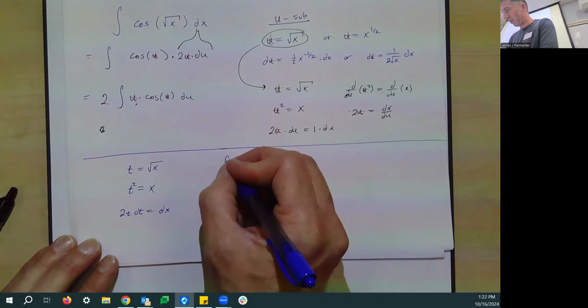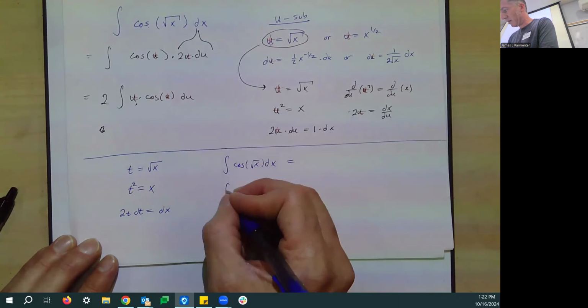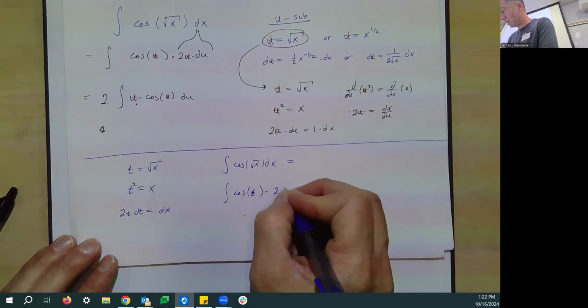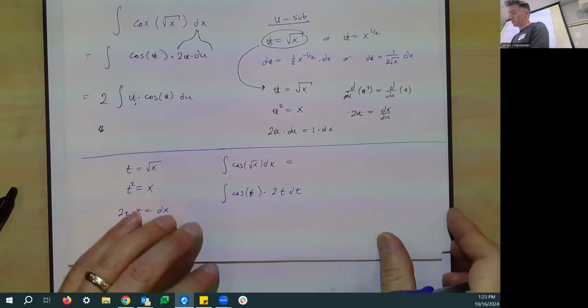And then I'm going to rewrite my integral of cosine of the square root of x dx as the integral of cosine of t times 2t dt. That is really what I think is better. I know it's more writing, but I don't like using u if I know I have to do an integration by parts later. So then we're going to do integration by parts with this.